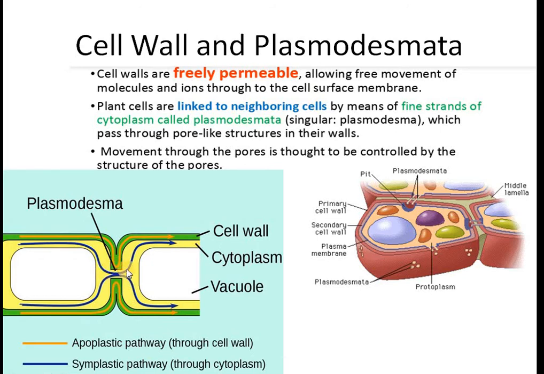There is a pore between the two cells, a passage that is built between the two neighboring cells. This connection is called plasmodesma or plasmodesmata. It's a pore-like structure forming fine strands of cytoplasm connecting the neighboring plant cells. Movement through the pores is thought to be controlled by the structure of these pores. These structures will control the passage of different things from one cell to another.